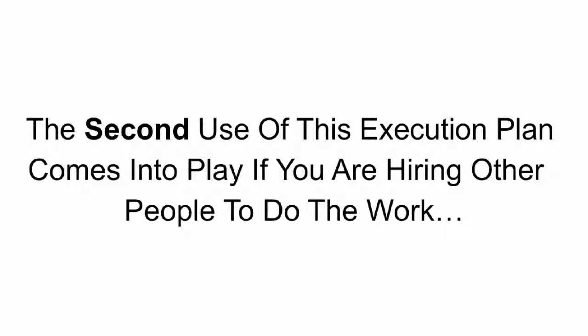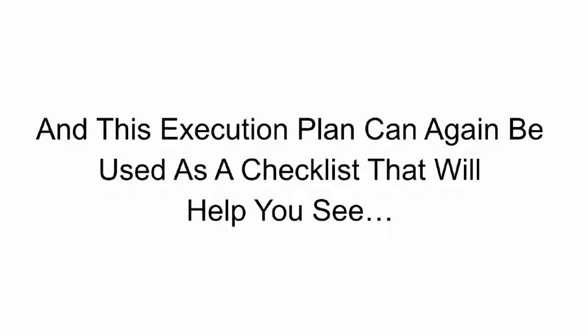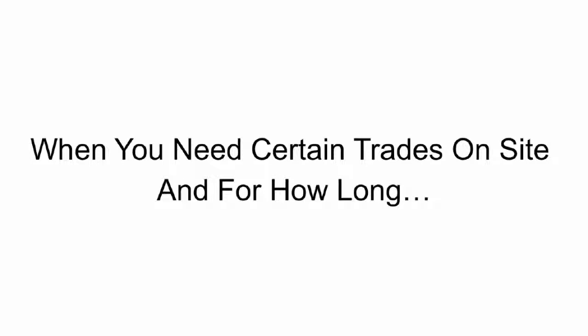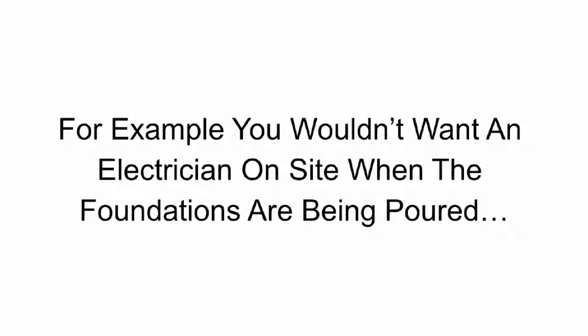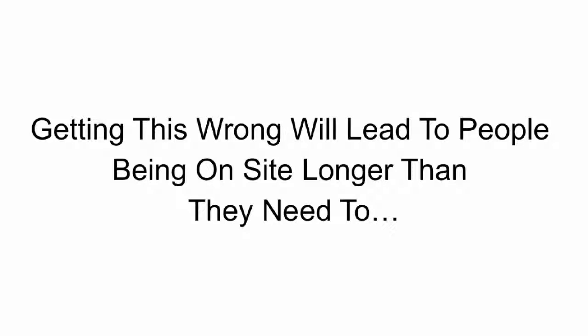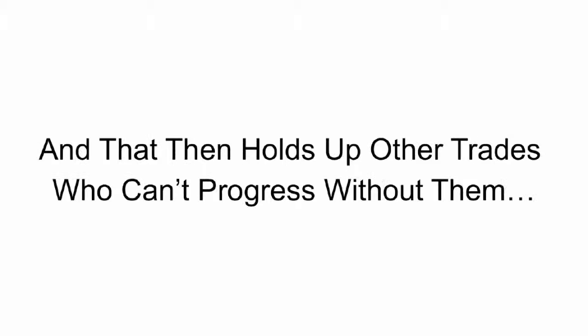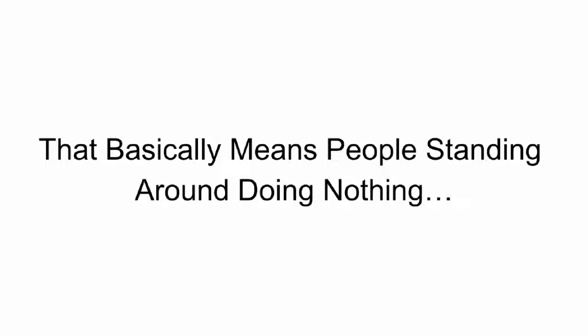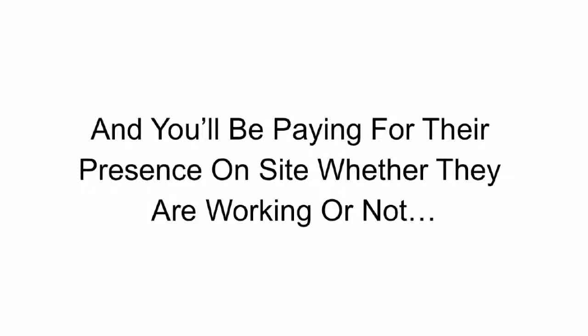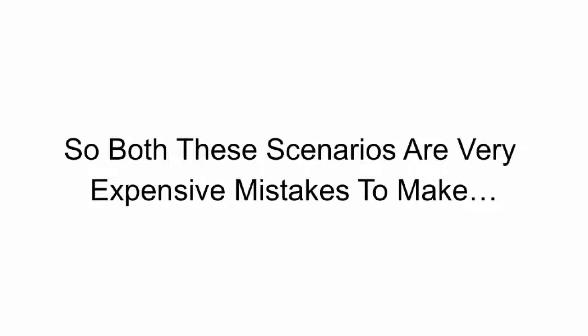The second use of this execution plan comes into play if you are hiring other people to do the work. And this execution plan can again be used as a checklist that will help you see when you need certain trades on site and for how long. For example, you wouldn't want an electrician on site when the foundations are being poured, as there will be nothing for them to do. Getting this wrong will lead to people being on site longer than they need to, or trades not being on site at all when you need them, and that then holds up other trades who can't progress without them. That basically means people standing around doing nothing, and you'll be paying for their presence on site whether they are working or not. So both these scenarios are very expensive mistakes to make.